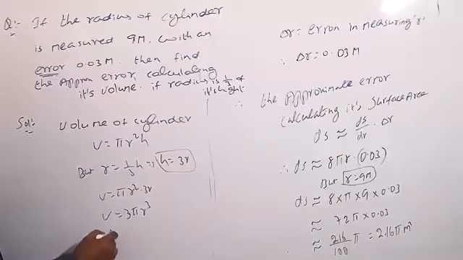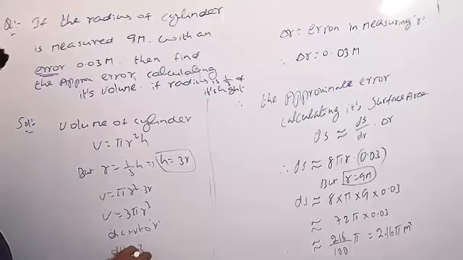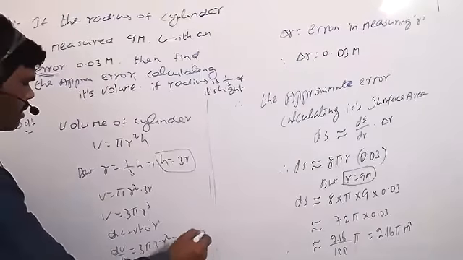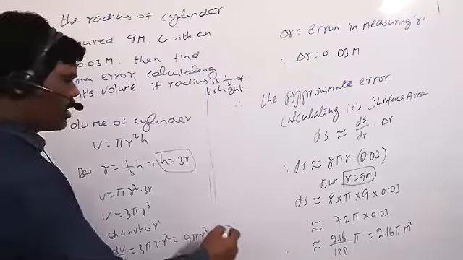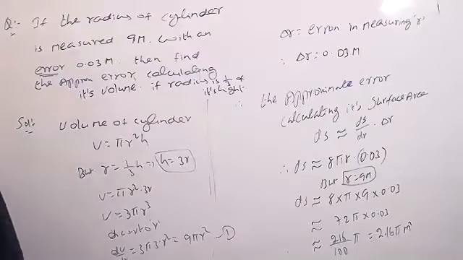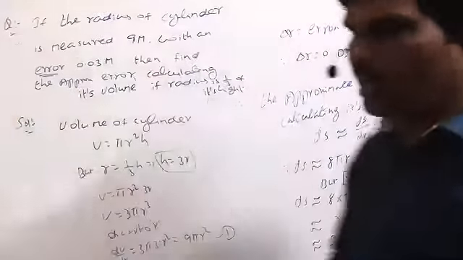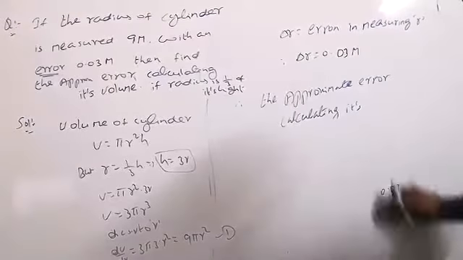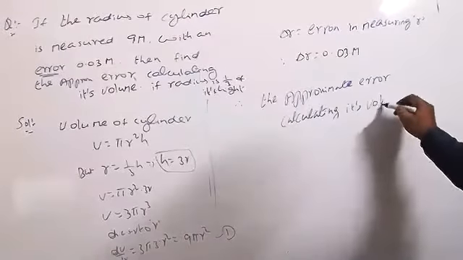Now differentiate with respect to r on both sides. So dV by dr equals 3 pi, which is a constant, times 3r square, which is 9 pi r square. This is equation number 1. Now delta r, the error in measuring, equals 0.03 meter. The approximate error in calculating its volume you can write now.